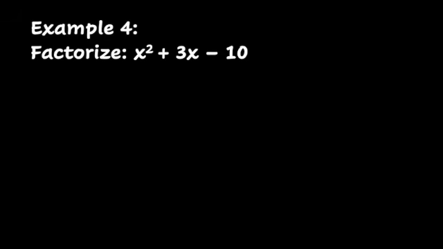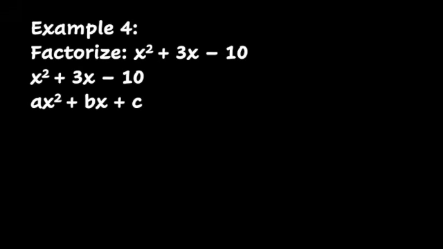In example 4, we need to factorize x squared plus 3x minus 10. So here again we follow the same procedure. We compare our polynomial with the general form of the polynomial, which is ax squared plus bx plus c, and we realize a is 1, b is 3 and c is minus 10 when we compare. So the next step is to find the product of a and c and write the value of b. So a and c multiplied gives us minus 10 and b is 3 here. So the next step would be to think of two integers whose product is minus 10 and sum is 3.